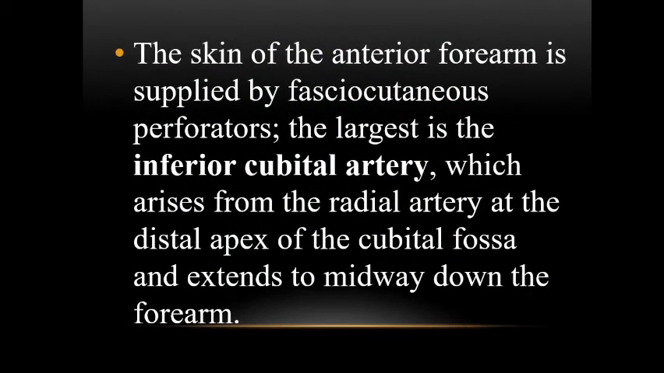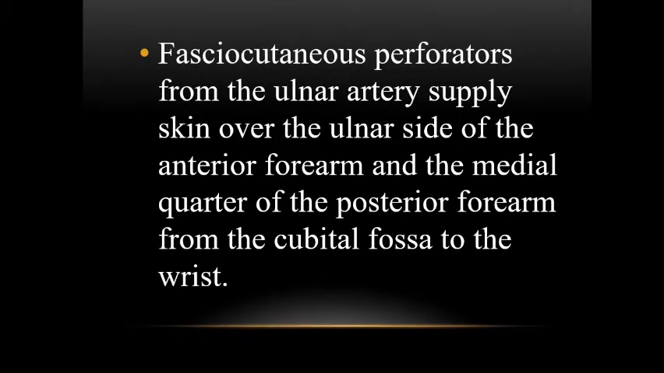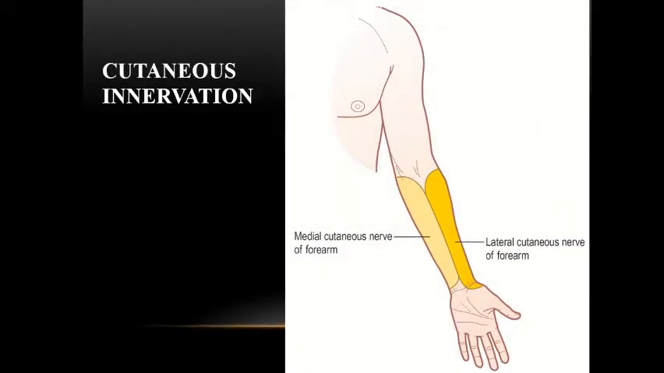Then, the skin of the anterior forearm is supplied by fasciocutaneous perforators. The largest one is the inferior cubital artery, which arises from the radial artery at the distal apex of the cubital fossa. These fasciocutaneous perforators pierce the fascia, come outside and supply the skin. Coming to the nerves, cutaneous innervation is by the medial cutaneous nerve of the forearm, supplying the medial aspect, and laterally we can identify the lateral cutaneous nerve of the forearm.